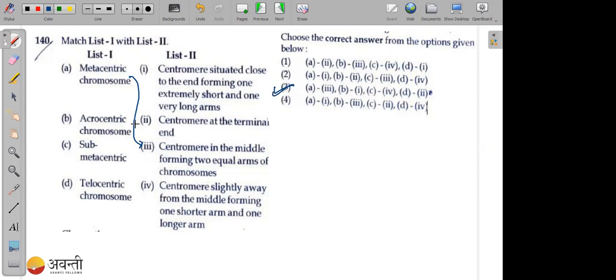So acrocentric का मतलब क्या होगा? That is the centromere situated close to the end, forming one extremely short and one extremely long arm. Okay, next is the submetacentric, that is the 4th option. Centromere slightly away from the middle, forming one shorter arm and one longer arm. Next is the telocentric. Telocentric का आएगा second option, that is centromere at the terminal end.